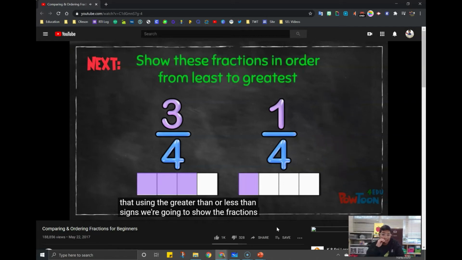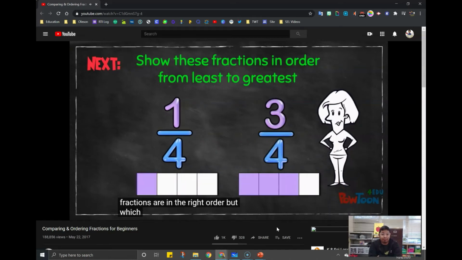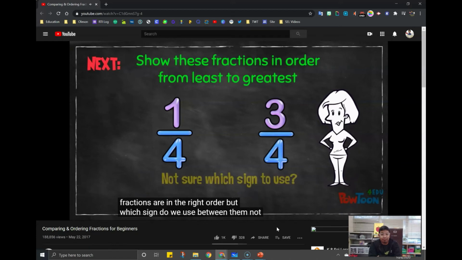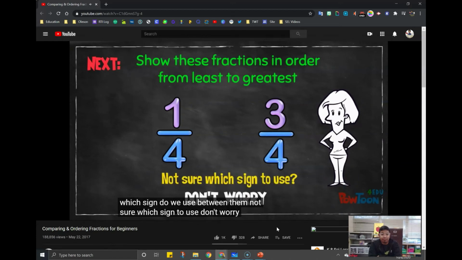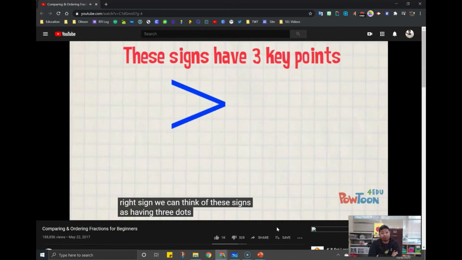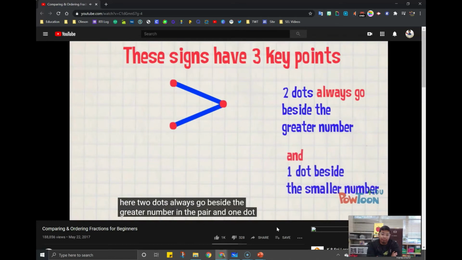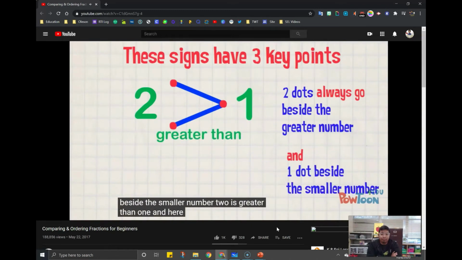We're going to show the fractions from least to greatest, and that's smallest first. Now the fractions are in the right order, but which sign do we use between them? Not sure which sign to use? Don't worry, here's the easiest way to put in the right sign. We can think of these signs as having 3 dots, 2 here and 1 here. 2 dots always go beside the greater number in the pair, and 1 dot beside the smaller number. 2 is greater than 1, and here 1 is less than 2.